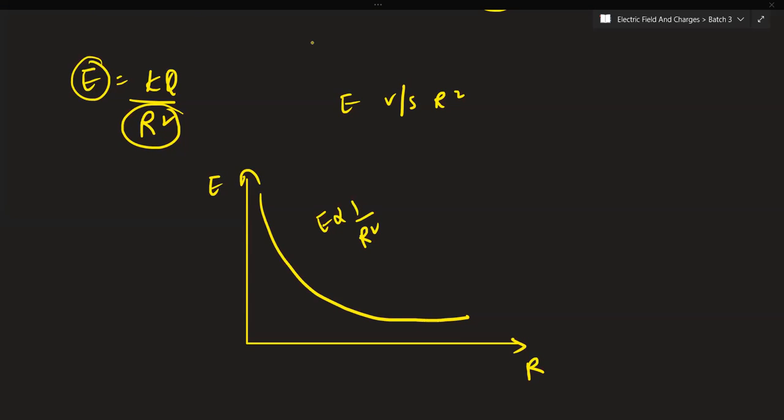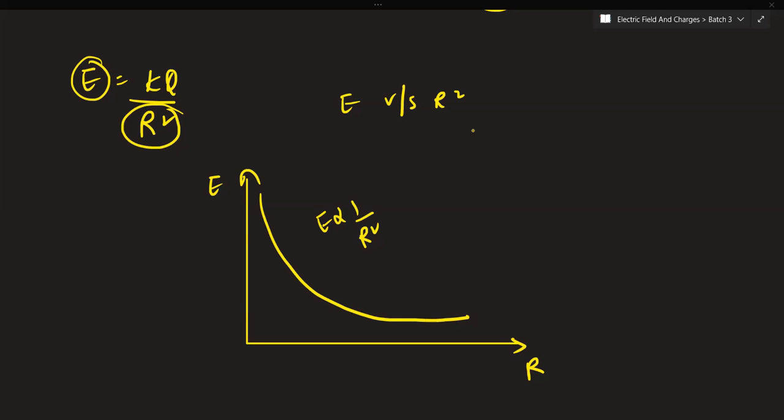No, ma'am. So basically, for electric field and force, the formula is kq by r square. If you see, it is F by Q. Now, since we know the formula of force, if you put it, you get kq by r square. This is the main formula for a point charge. Remember, it is for a point charge.